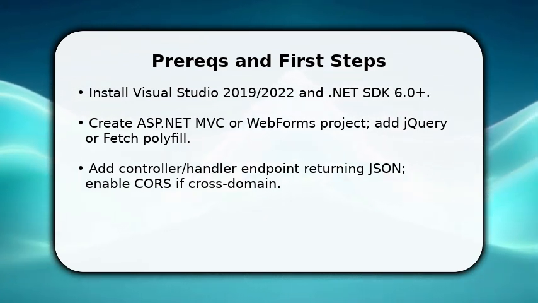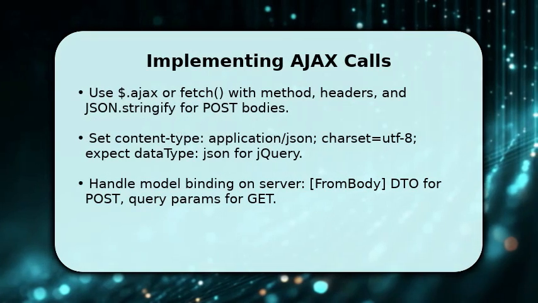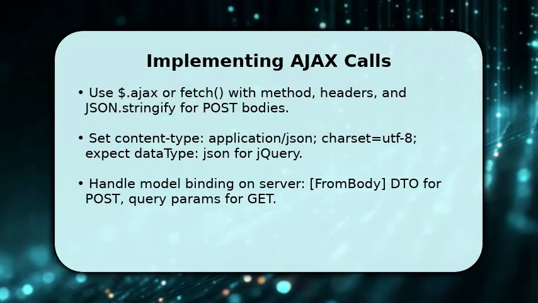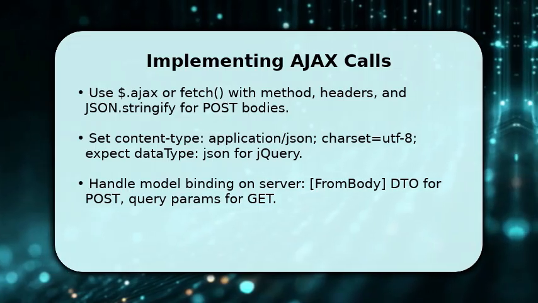You now implement the client call. With jQuery, call $.ajax, URL, type POST, data JSON.stringify(model), contentType application/json; charset=UTF-8, dataType JSON.